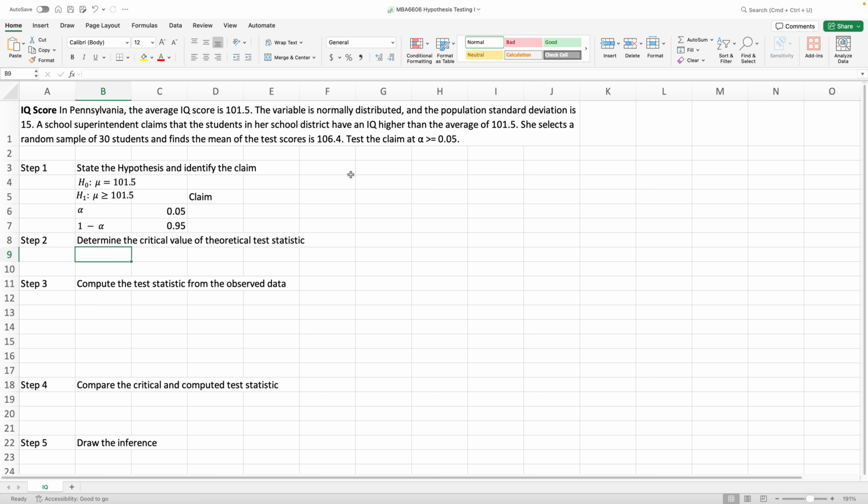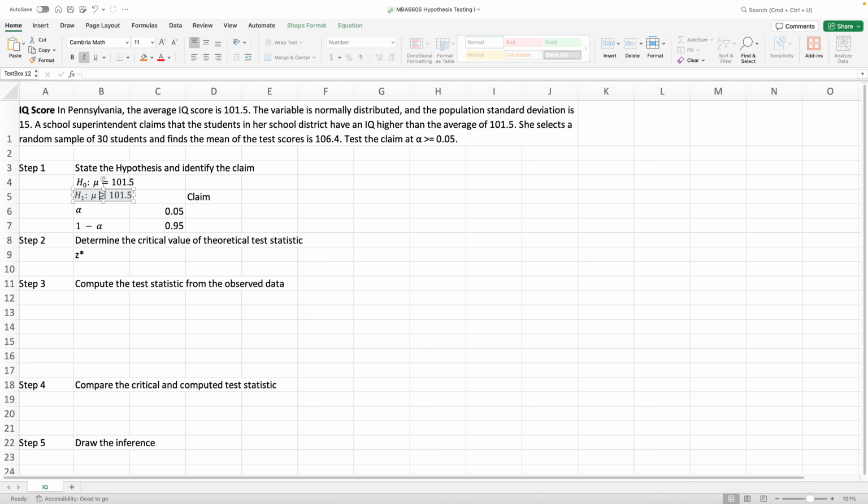So let's determine the critical z value, z star. All right. So how much is z star? Z star is the area under the normal curve at 95%. Since the claim is about higher than 101.5, oh, this is an error. This should not be greater than or equal to, it should be greater than.